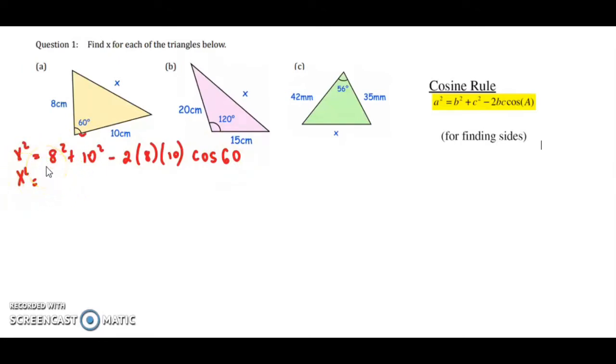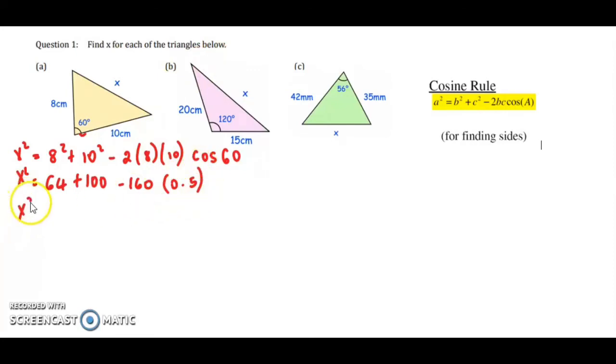Using your calculator, you're going to square 8. So 8 squared is 64, plus 10 squared is 100. Now you're going to multiply negative 2 times 8 times 10, and you're going to get negative 160. You have not yet calculated cos 60, so type that into your calculator to find its value, and that is 0.5. So I know I'm going to multiply that by 0.5.